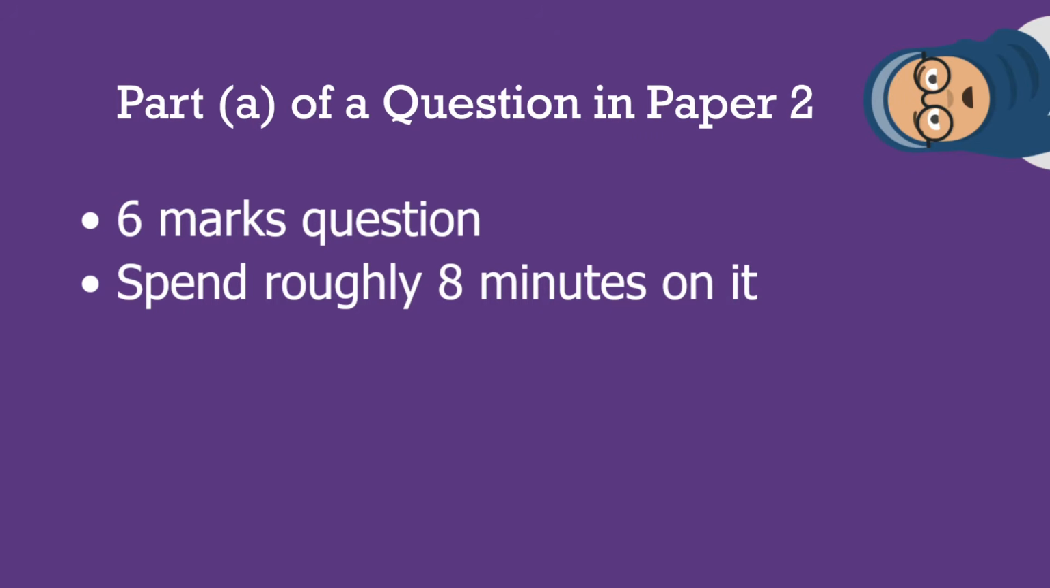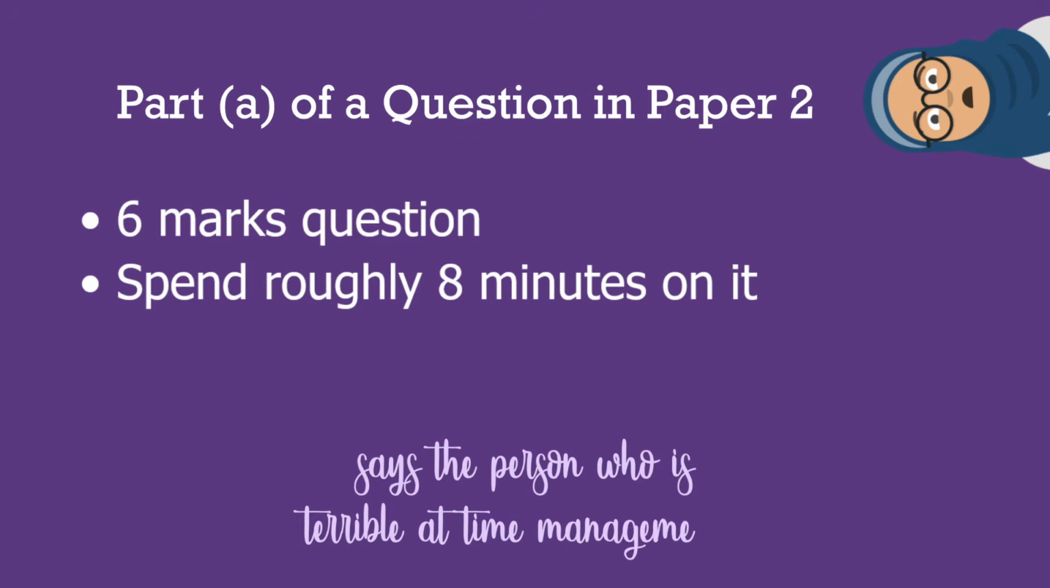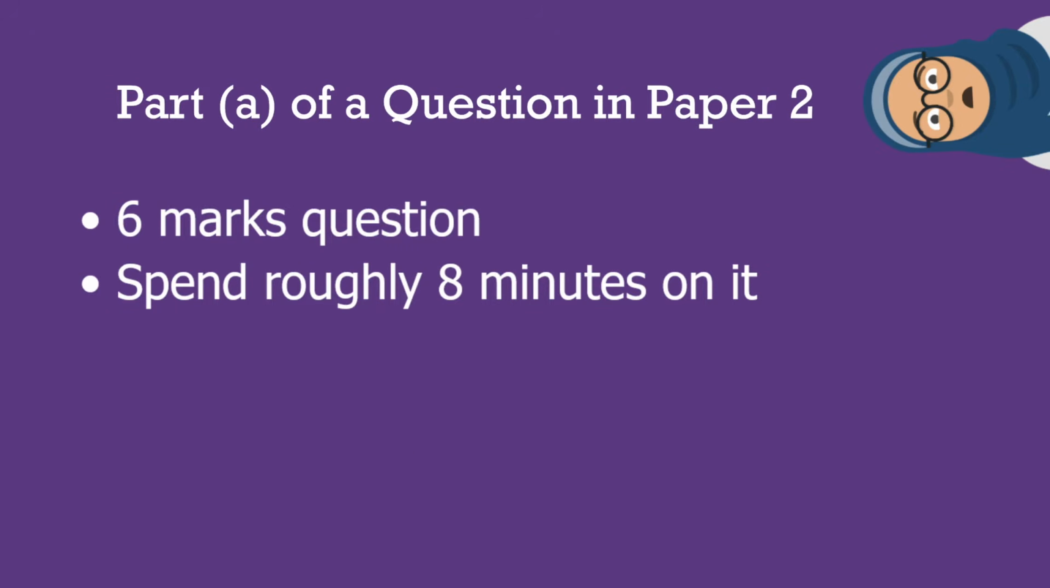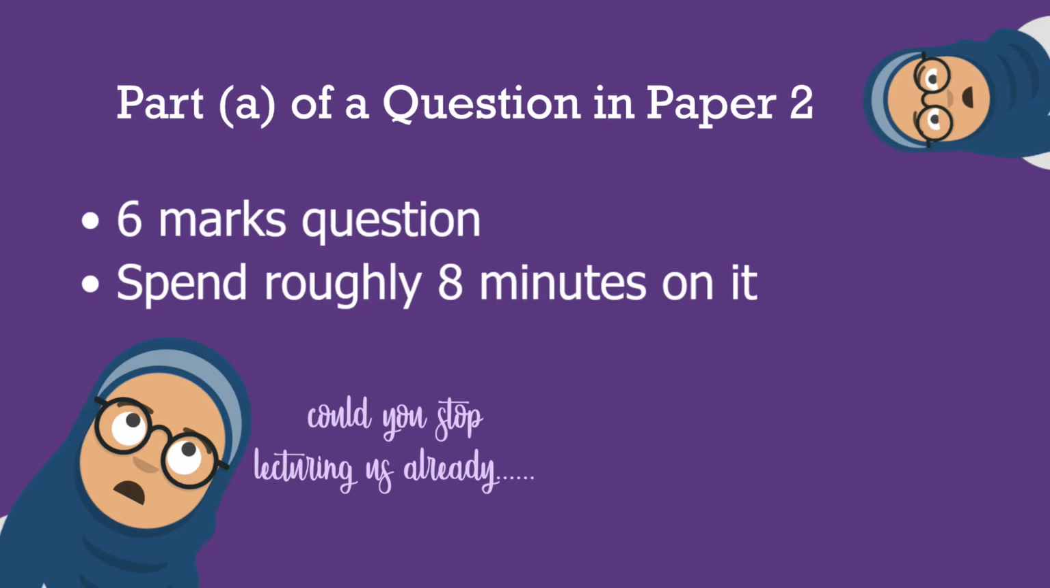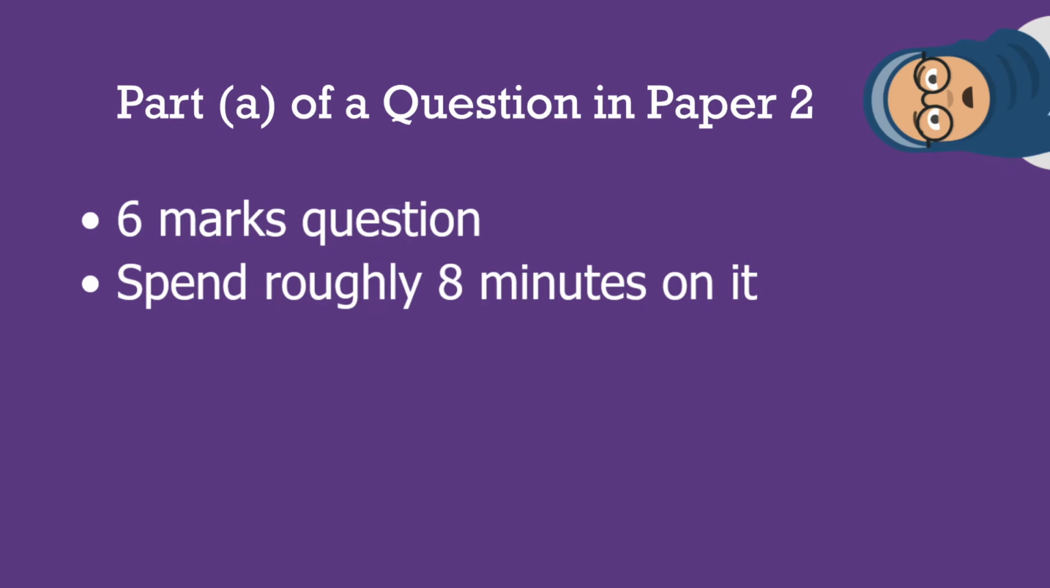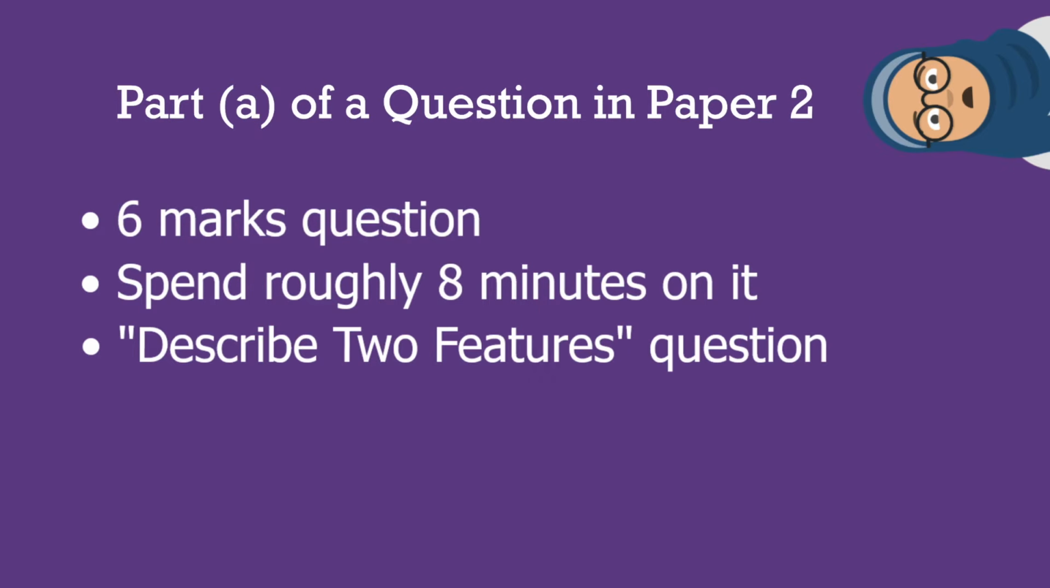And of course, history is all about time management, because you might have to do 2 questions in paper 2 if you're opting for that in 2021. Otherwise, if you're going to be doing this exam in any other year, then you will definitely have to do 2 questions in paper 2, and therefore you really need a lot of time and you have to manage it. So you should spend roughly 8 minutes on this question, and this is known as a describe 2 features question.